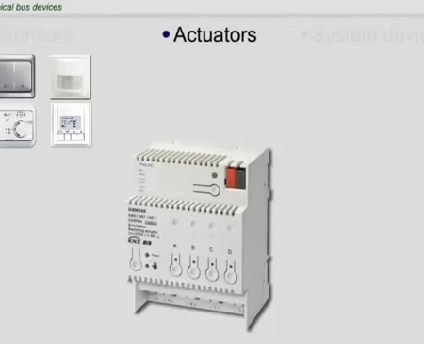Actuators are used to switch electric consumers. They vary in terms of the number of outputs, the type of consumers they operate, and their functions, such as switching, dimming, heating controls, or blind controls.